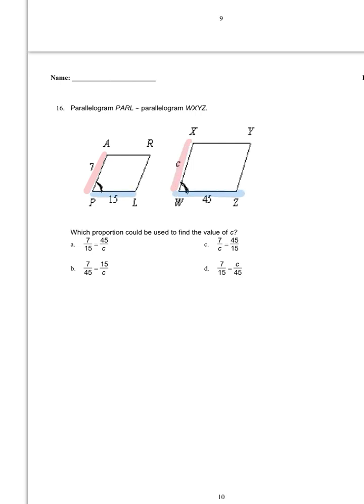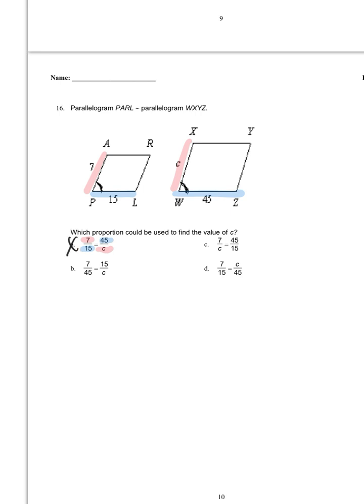All right, so let's take a look. If I look at this, 7 is in yellow or red, and then 15. And then 45 is blue, and then C is red. Did I go in the same direction for both? Nope, so A is not going to be correct.